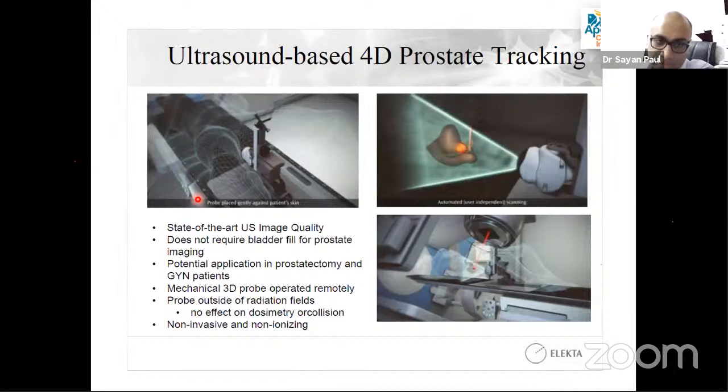It does not require bladder filling for prostate imaging. There is a potential application in prostatectomy and gynae patients. The mechanical 3D probe is operated remotely, with the probe outside the radiation field. It is in the perineum. It detects the prostate, gives the information to the machine, and the machine treats.